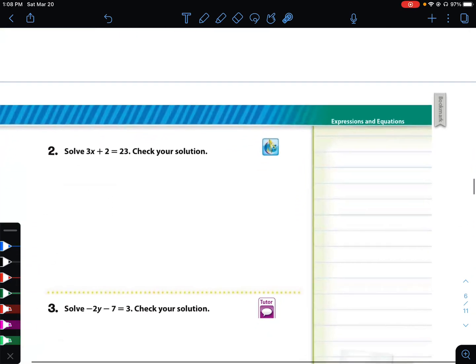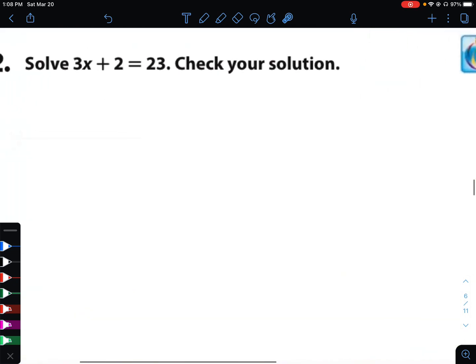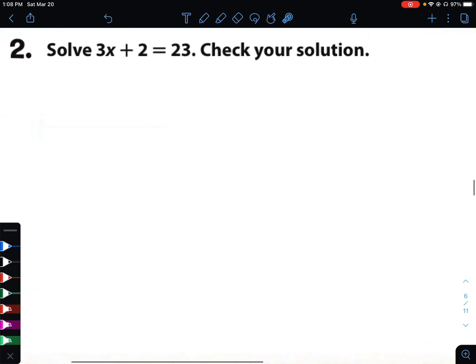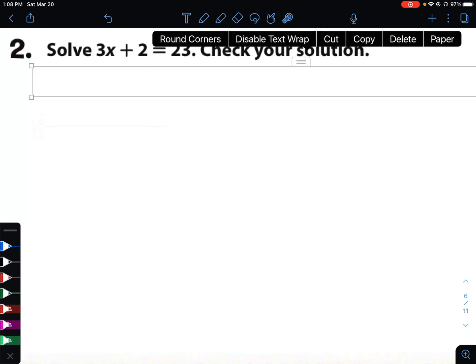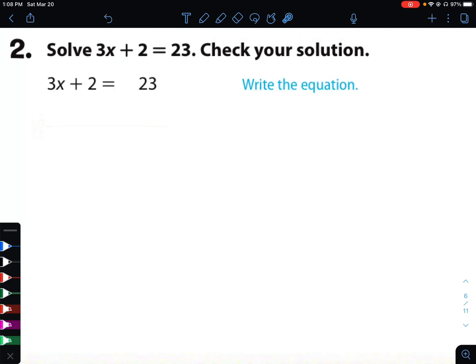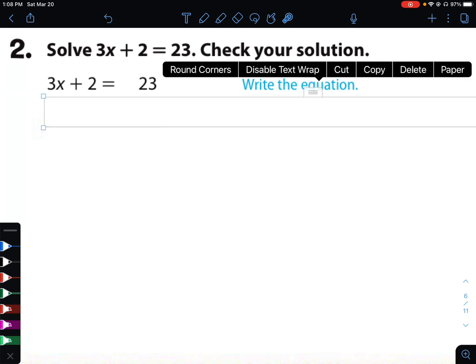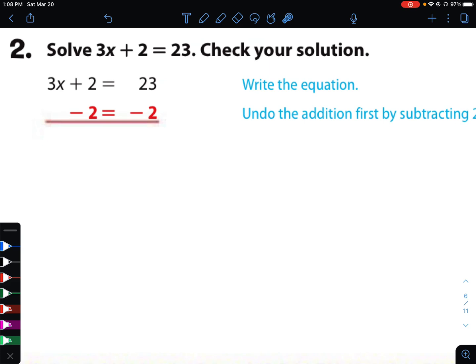Let's take a look at example number 2. We want to solve 3x plus 2 equals 23. First things first, copy the problem down. 3x plus 2 equals 23. Again, we need to undo addition or subtraction. So we need to undo positive 2 by subtracting 2 from both sides of the equation.